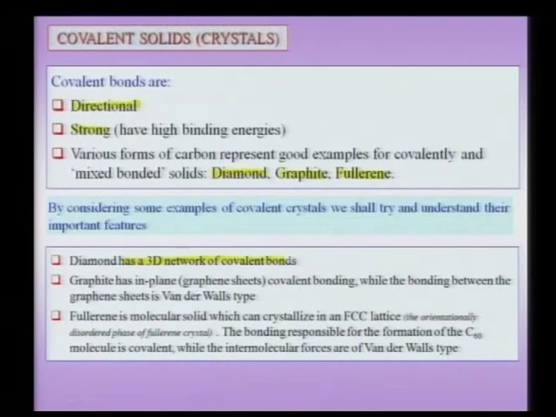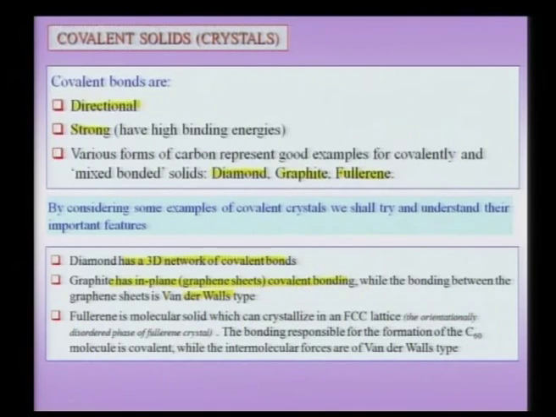For instance, diamond has a 3D network of covalent bonds. Graphite has in-plane covalent bonding, while the bonding between the sheets is of van der Waals type. So you can see already that when you go from diamond to graphite, the bonding character changes, and this also changes its properties. For instance, diamond is nearly a perfect electrical insulator, though it is a good thermal conductor, while graphite is a good electrical conductor, and this is coming from the pi orbitals which exist and which can conduct electrons.